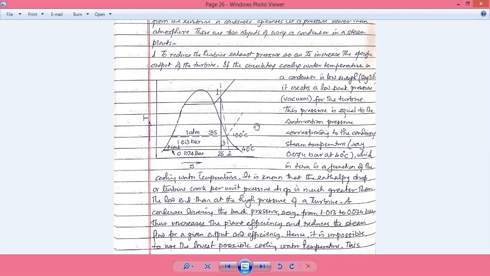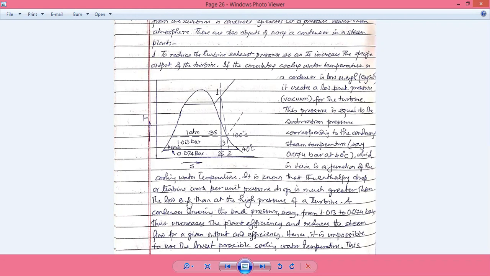If you go through the chart for vapor, there will be a pressure line equal to 0.074 bar at 40 degrees centigrade. Actually, this is a function of the cooling water temperature, which means the output or back pressure of the turbine depends on the cooling water temperature itself.